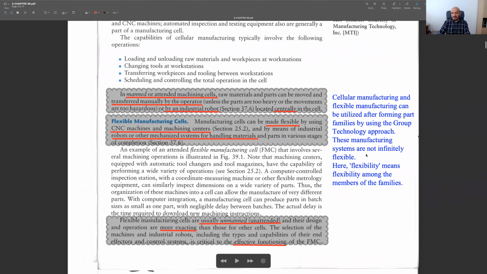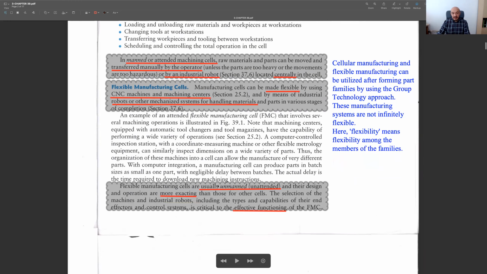And the flexibility obviously has some limitation. The flexibility is always among the members of the family. If you have a totally different product, then you cannot produce it within the same manufacturing cell. You need to establish a new cell or modify your design so that you can easily fit this new design into the available families.